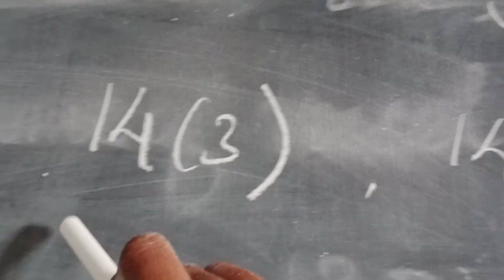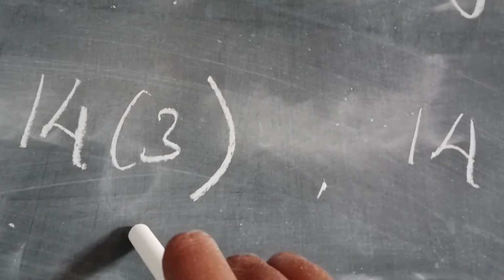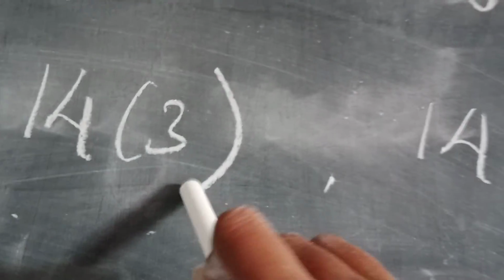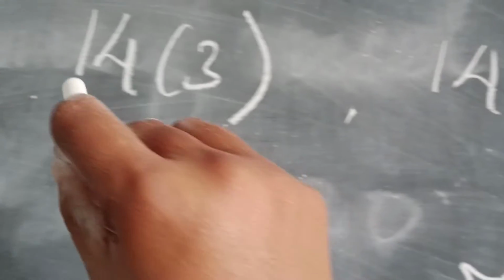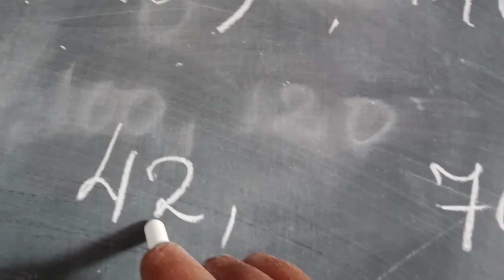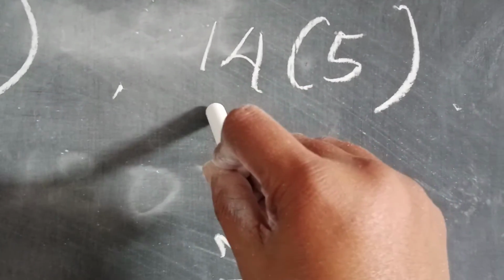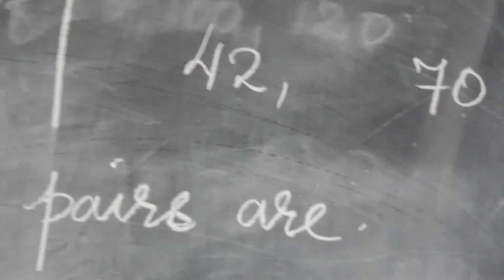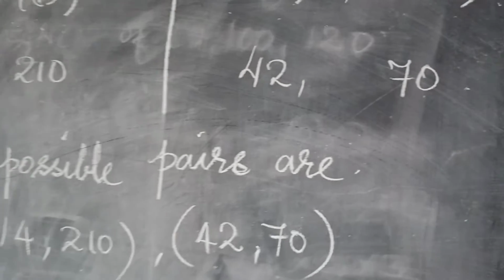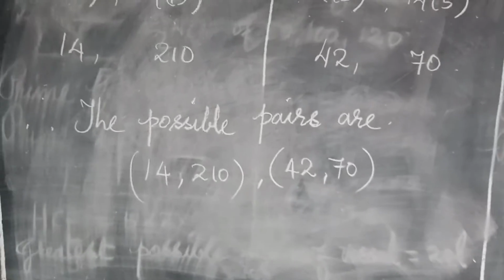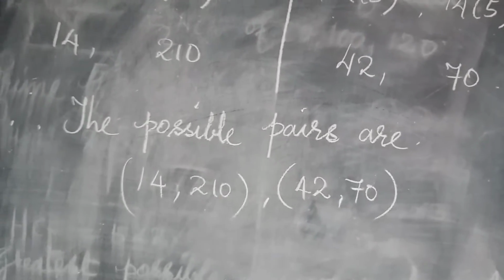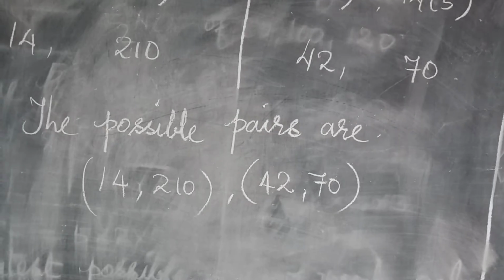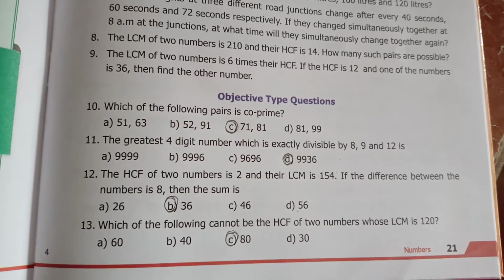Same way we are substituting 14 instead of x: 3 times 14, and 14 times 5. When we multiply 14 by 3, 42 is the answer. And when you multiply 14 by 5, 70 is the answer. That means another number also we are getting. The possible pairs are 14, 2 and 10. Another number is 42, 70 is the answer.